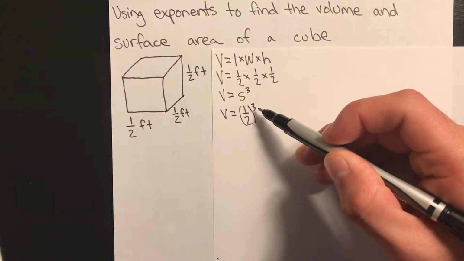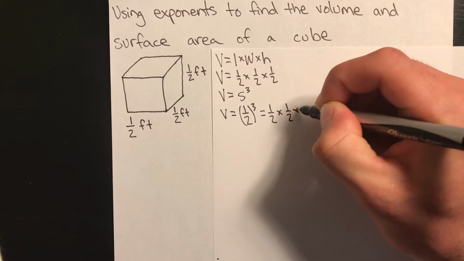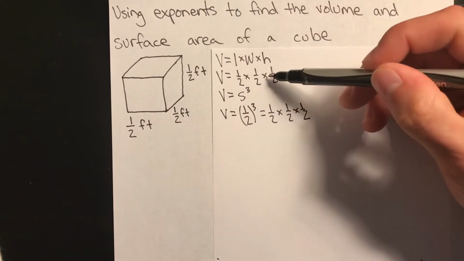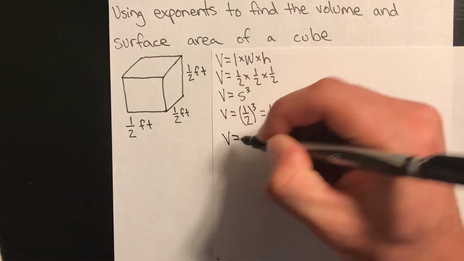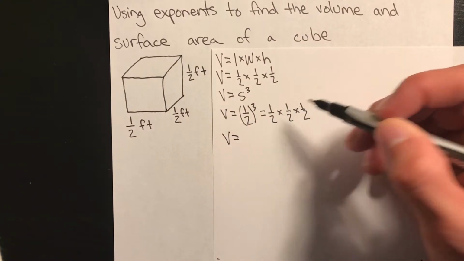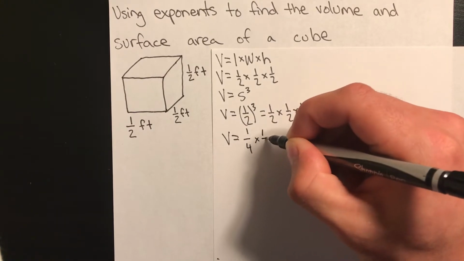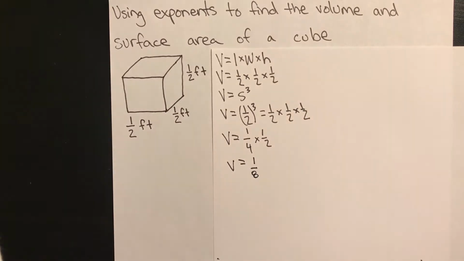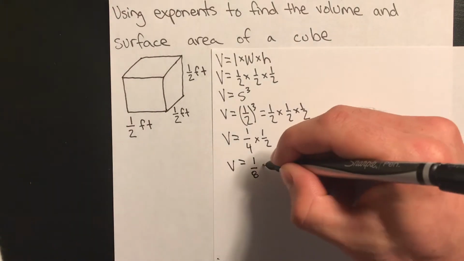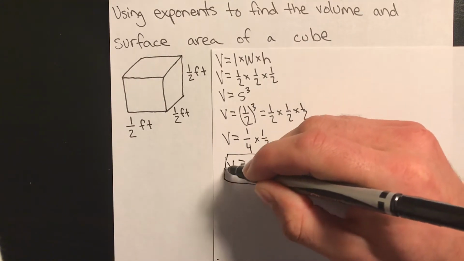1/2 cubed is the same as writing 1/2 times 1/2 times 1/2. When we solve this, we have 1/2 times 1/2, which is 1/4, and then we times our last 1/2, which gives us 1/8. And our units are feet cubed. And that will be our answer.